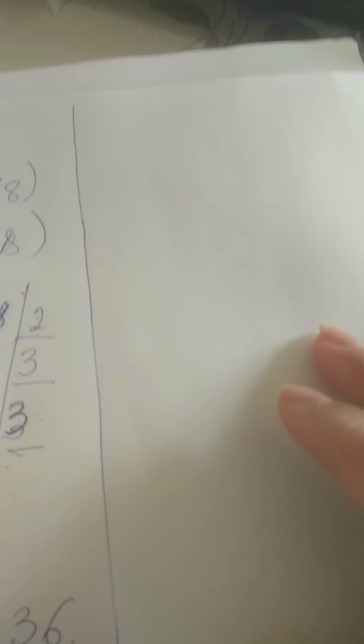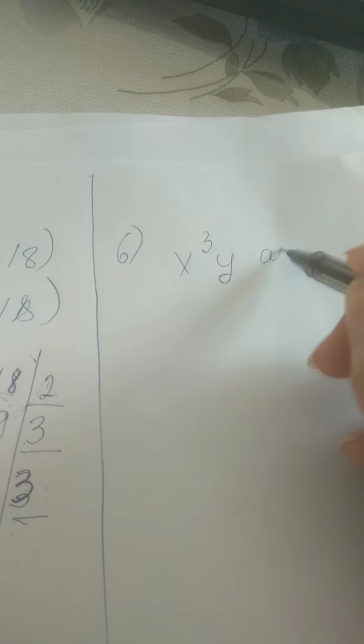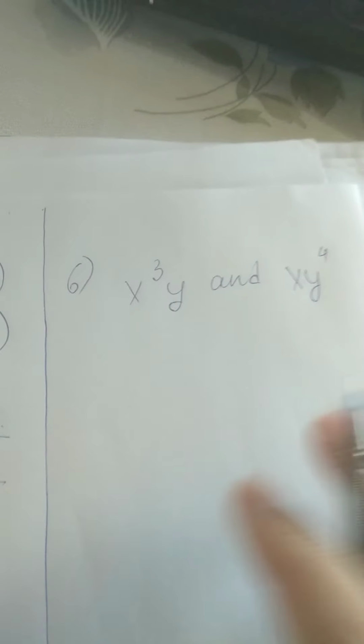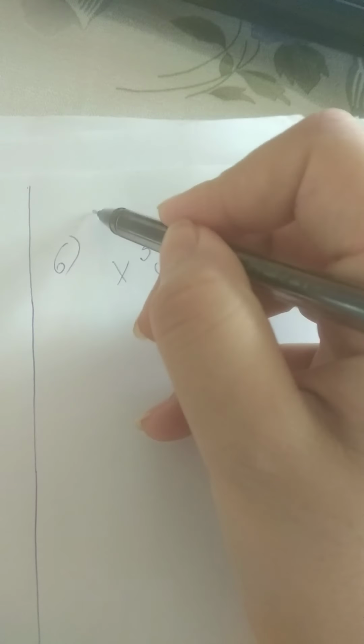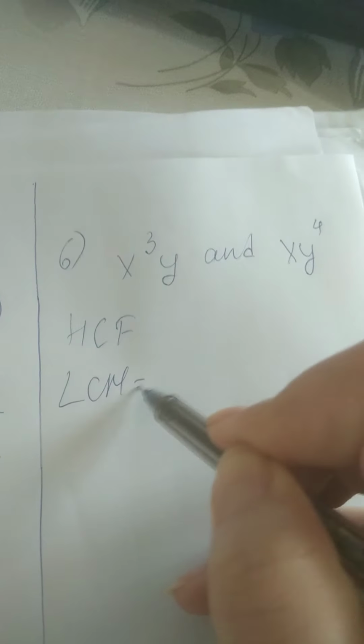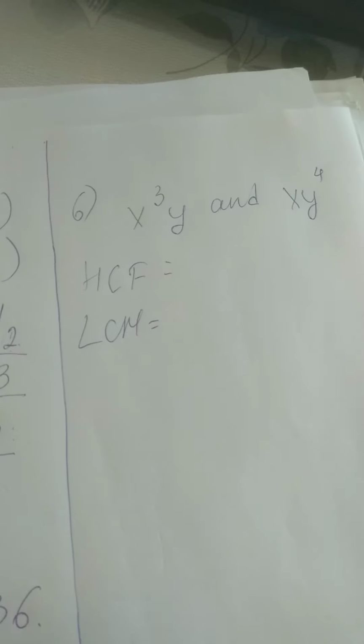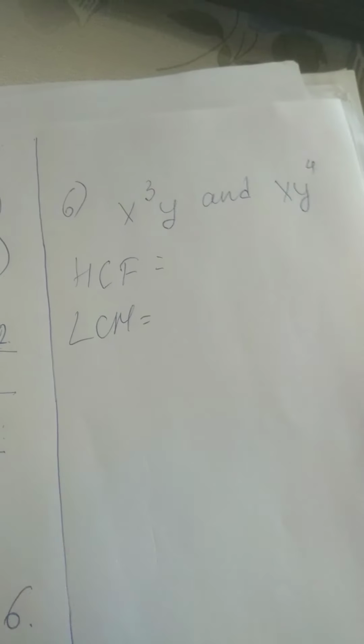Okay, so now the second one is for xy and 6xy. I think it's so easy, that's why I prefer to explain number 6. Number 6, which one is x cube y and x multiplied by y power 4. So we need to find again HCF and LCM for those expressions. So how can we find? It's not a number, it's expressions, it's a variable.